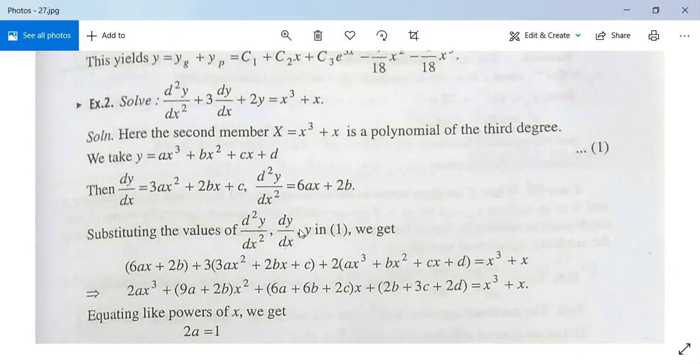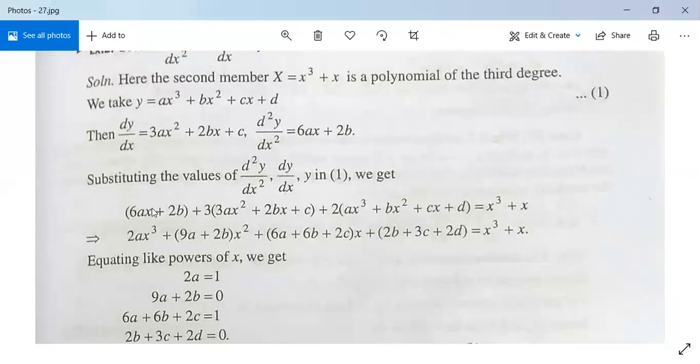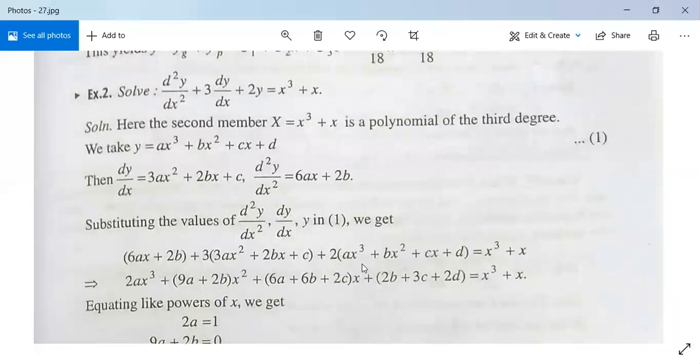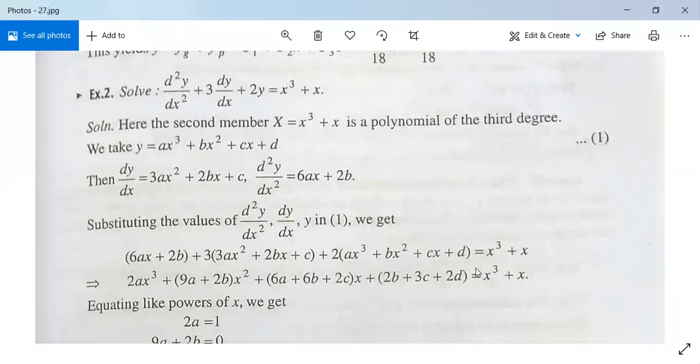Our equation will be 6ax plus 2b plus 3 into 3ax square plus 2bx plus c plus 2 into ax cube plus bx square plus cx plus d is equal to x cube plus x. This is the value of d2y by dx2, plus 3 into this value of dy by dx, plus 2 into this value of y, and this is your right hand side function X.